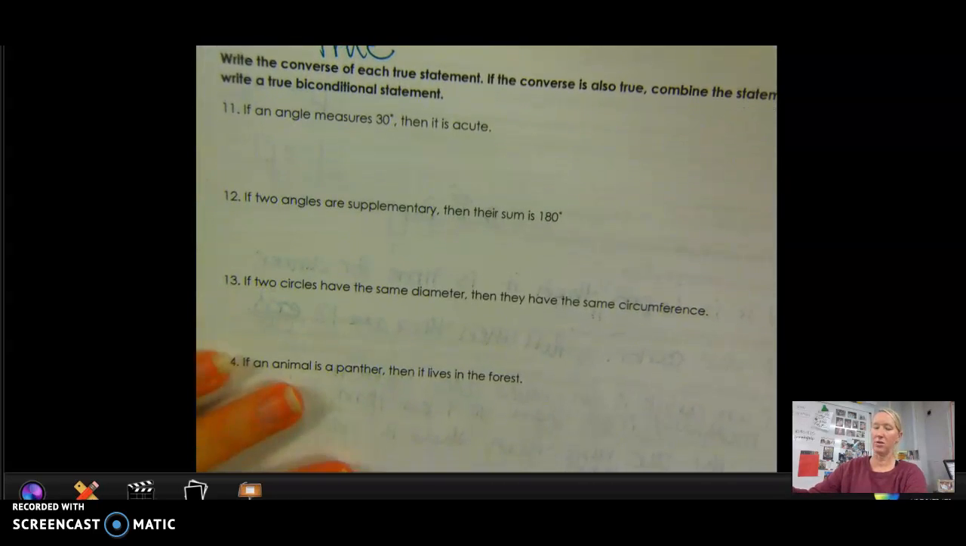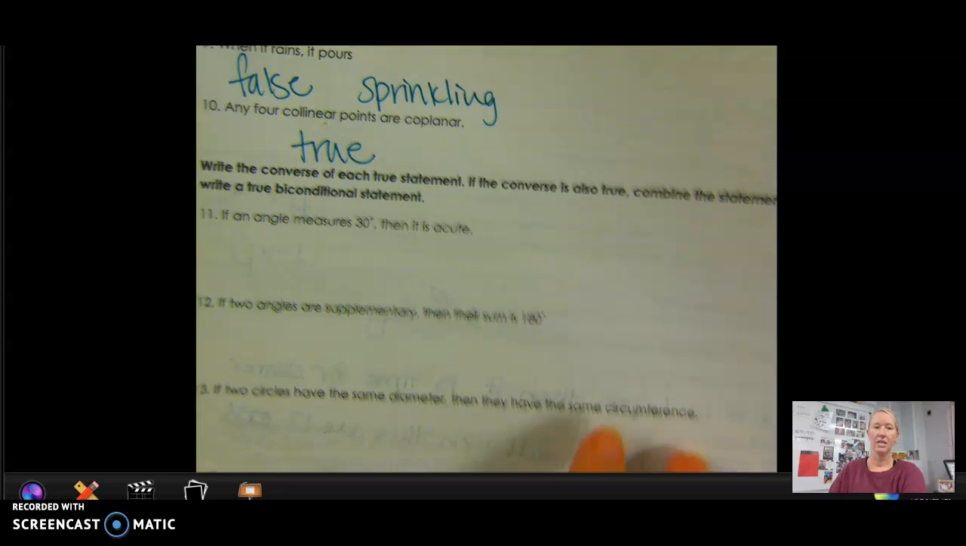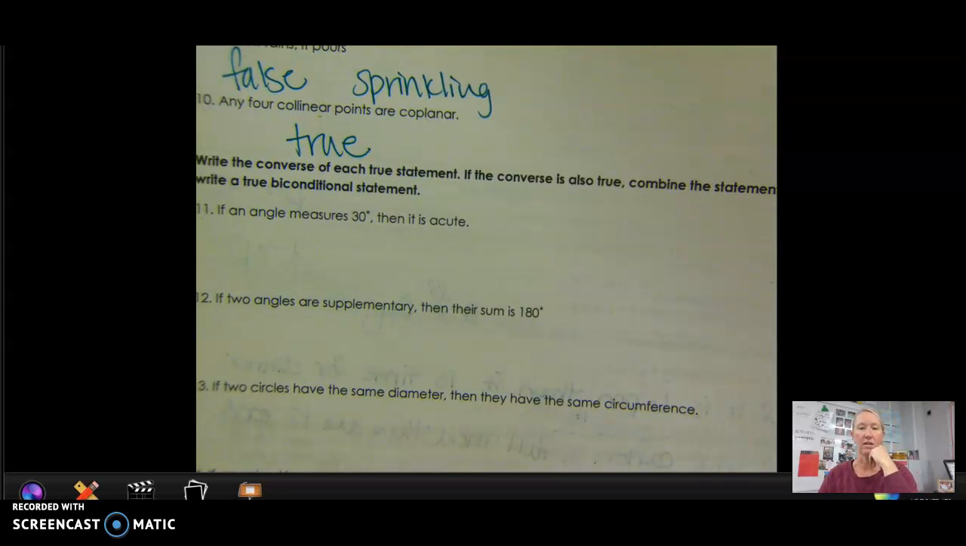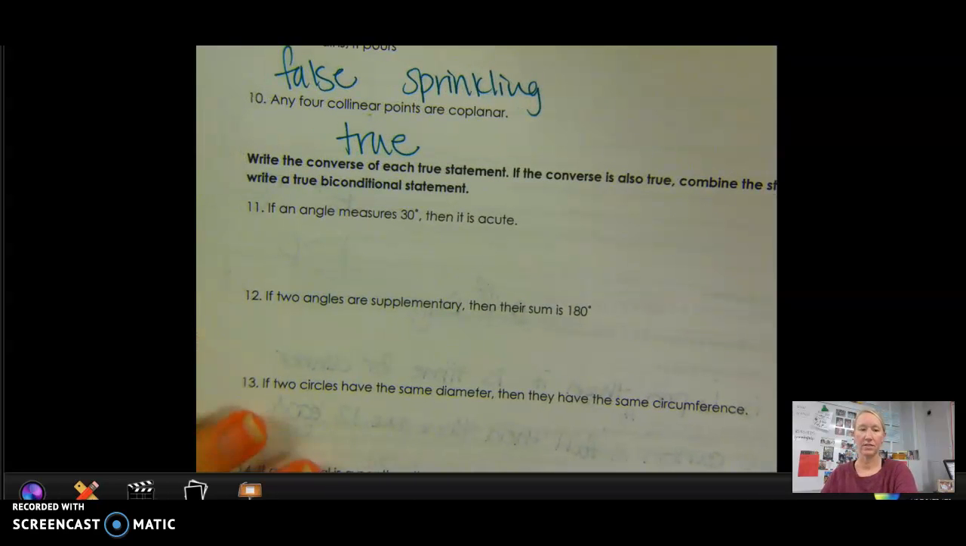Okay, so what I want for you to do is I want you to pause me, and I want you to do 11 through 14 on your own. It says write a converse for each true statement. If the converse is also true, combine the statements to write a true biconditional statement. We'll go through and do number 11 together.